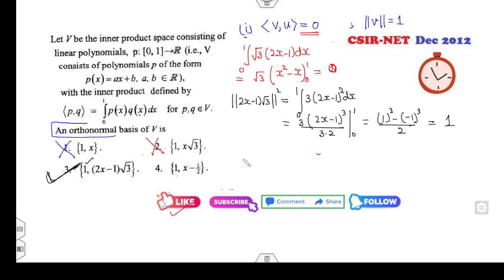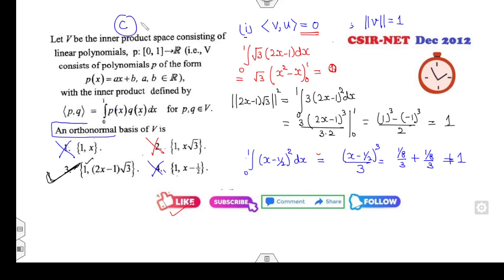Look at the last one. If you find the norm of (x minus 1) whole squared, that number will be (x minus 1) cubed. If you substitute from 0 to 1, that is 1 over 8 plus 1 over 8, which is not 1. So the fourth option is cancelled. C is the only right option for this problem.